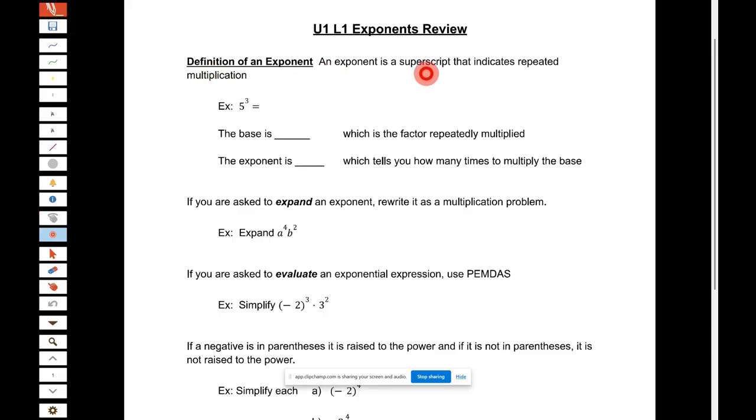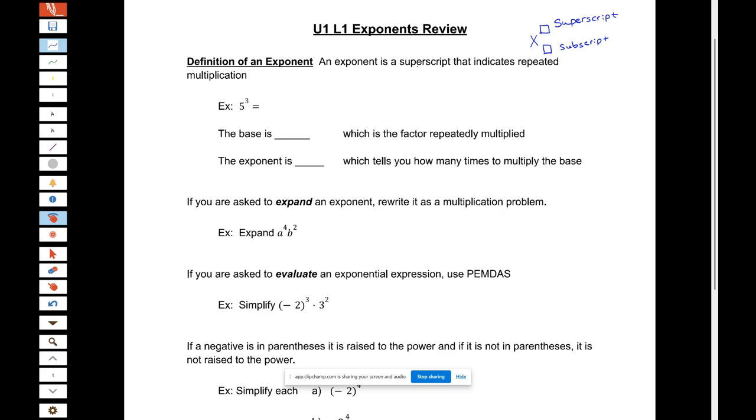An exponent is a superscript. That means in typing, a superscript is something that is typed up at the top, as opposed to a subscript, which is something typed at the bottom. In math, superscripts are used for exponents. Subscripts are used to just name things, like you can say x sub 1, like the first x value.